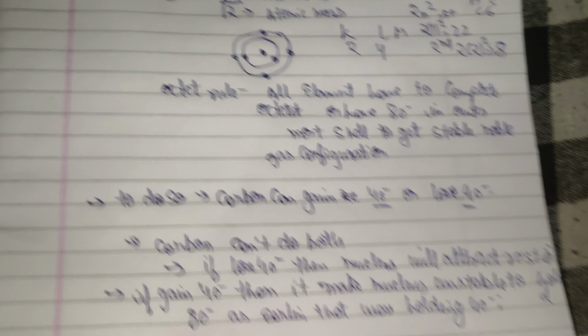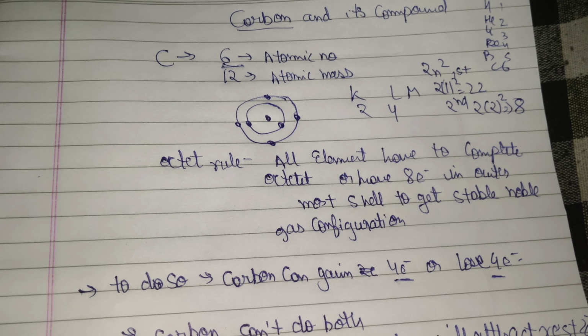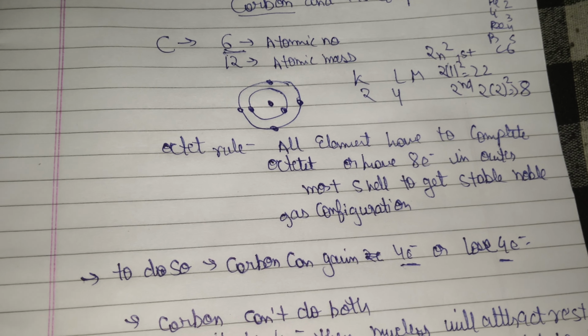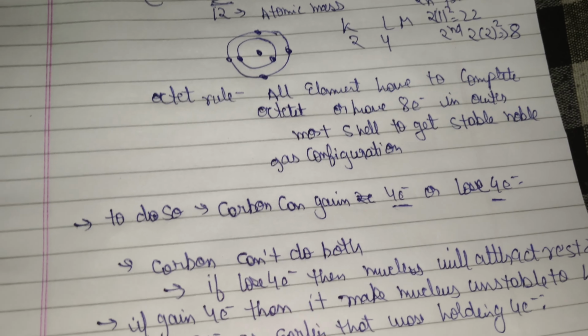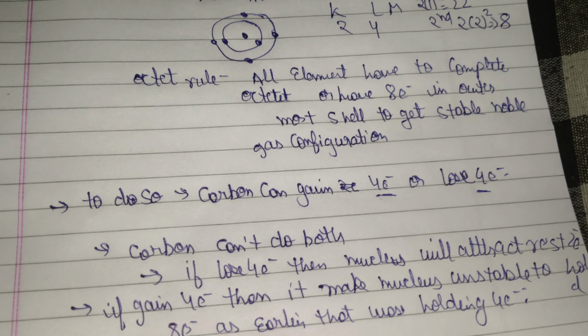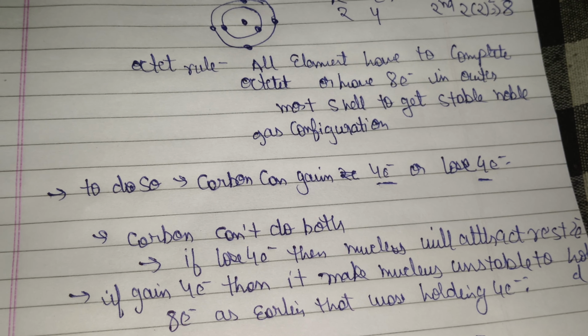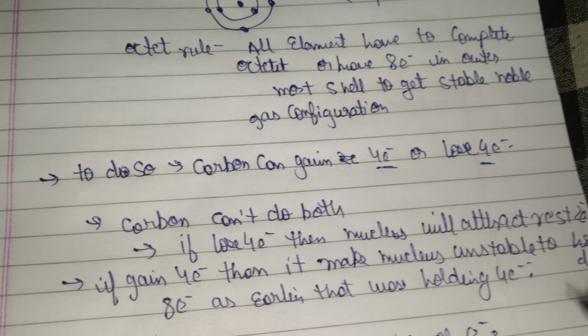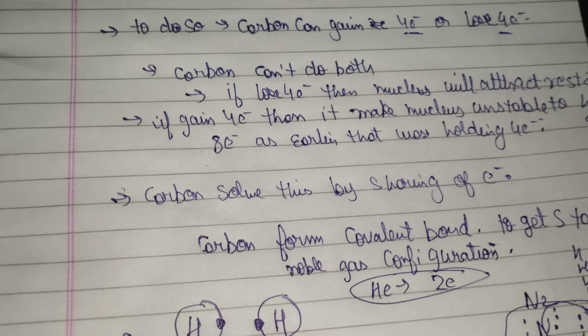So we have seen this in this chapter, carbon and its compounds. Carbon has atomic number 6 and atomic mass 12. It has 2 electrons in its first shell and 4 electrons in the outer shell. According to the octet rule, it needs 8 electrons in the outer shell to get a stable noble gas configuration. To do so, carbon could gain 4 electrons or lose 4 electrons. If it loses 4 electrons, the nucleus will attract the remaining 2, and if it gains 4 electrons, it makes the nucleus unstable to hold 8 electrons, as earlier it was holding 4. Carbon solves this problem by sharing of electrons. Carbon forms a covalent bond to get a stable noble gas configuration.